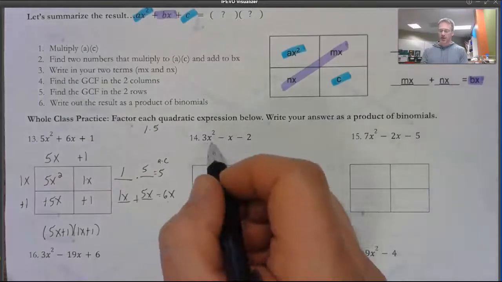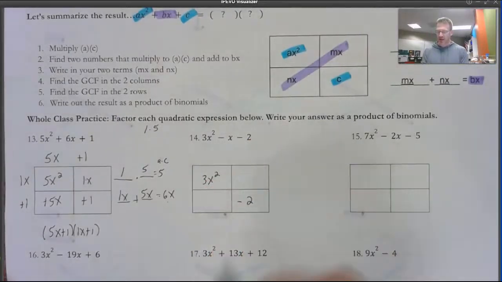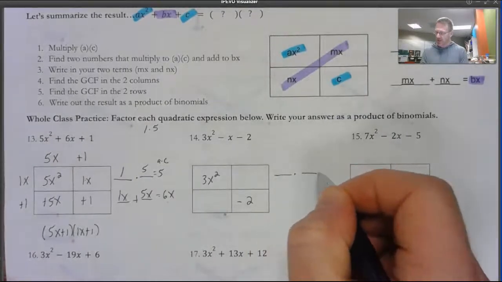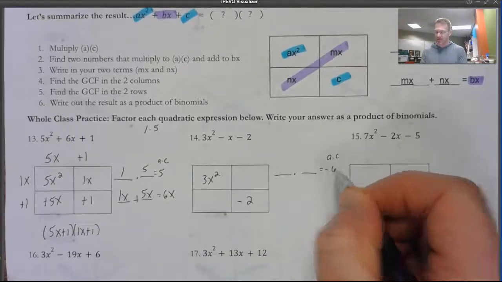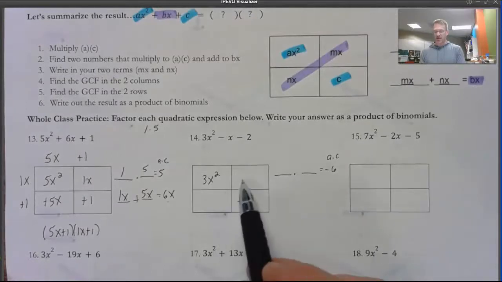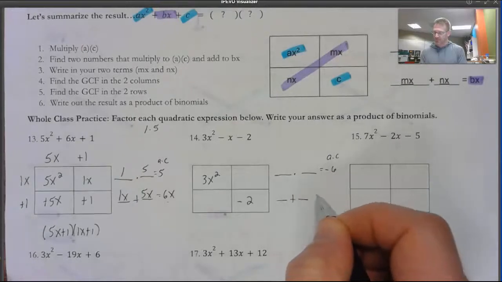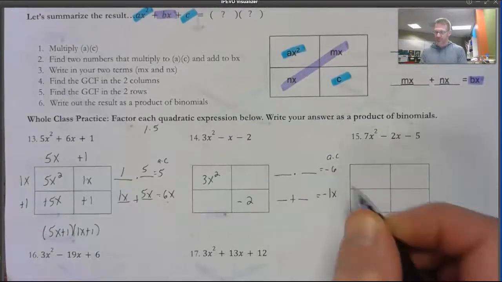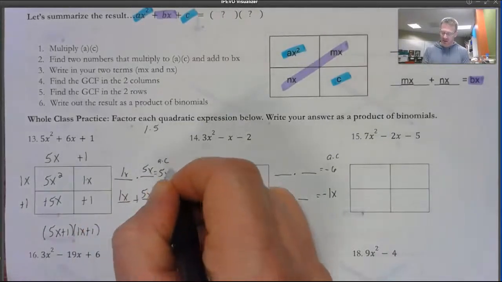All right, so once again, the first term goes in the first box, and the last term goes in the last box. Now let's do A times C. So 3 times negative 2 is negative 6. That means whatever I put here and here has to multiply to be negative 6, but it also has to add to be our middle term here, which is negative 1. And I can maybe put those x's on there so we can make sure we get to the same thing.